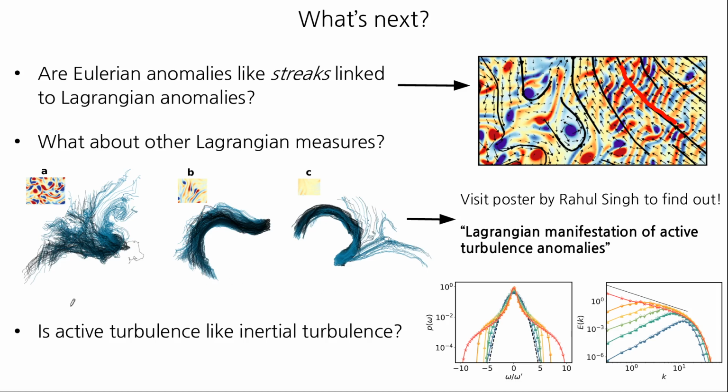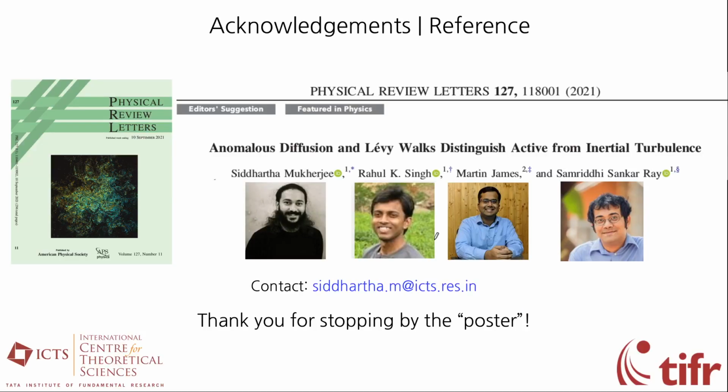With this, we are trying to understand the question whether active turbulence is like turbulence, because on the one hand you have these similarities like intermittency, tails of vorticity, and power law distribution of energy, but then you have Lagrangian features that are anomalous. So with that, I'd like to end.